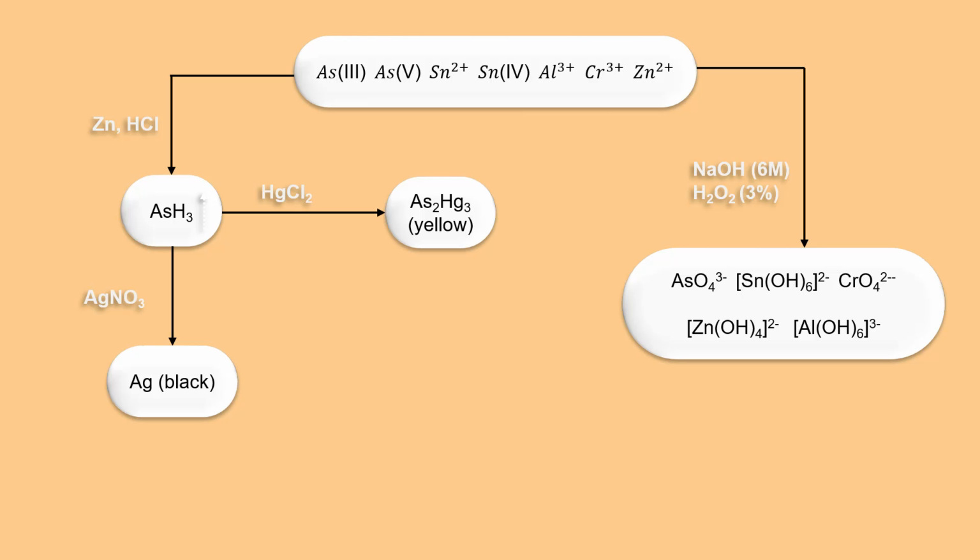So that is not a point of discussion here. Arsenic can be identified in isolation as well. Now we have got these species and we need to identify them. So how do we proceed? Let's find it out.